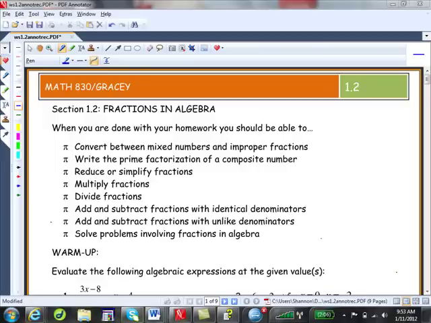Hello there, this is our next section in the Blitzer combo book for beginning and intermediate algebra. We're now on section 1.2, which covers fractions in algebra.